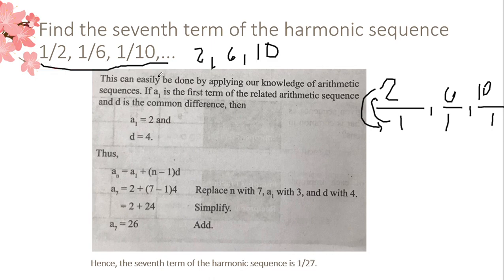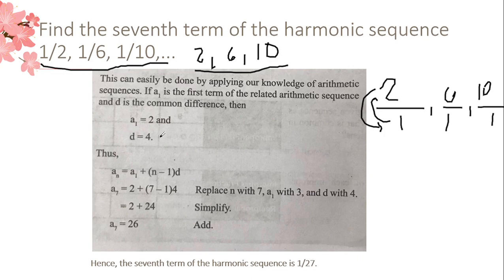Kung ato siya himuon na arithmetic sequence, so reciprocal. Ang numerator nato 1, denominator nato 2. So, ato siya reciprocal, balihon, ang numerator nato 2, ang denominator nato 1. So, 2 divided by 1, that is 2. So, mao na ang ato arithmetic sequence. Now, ato siya isolve using the arithmetic sequence formula. So, our first term is 2. Our common difference is 4. Kay 6 minus 2, that's 4.